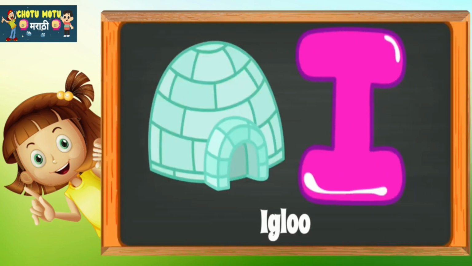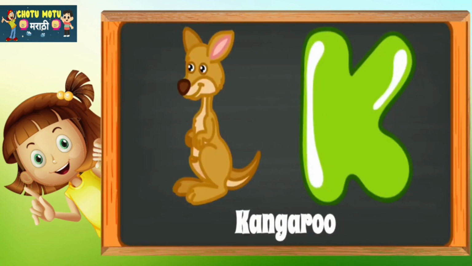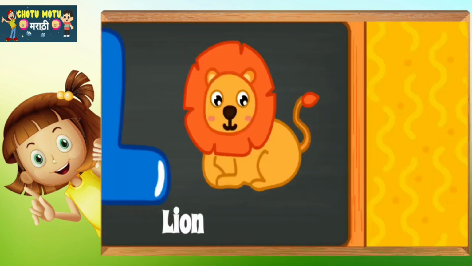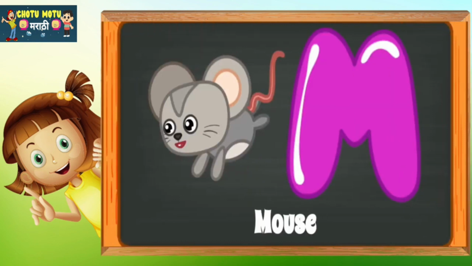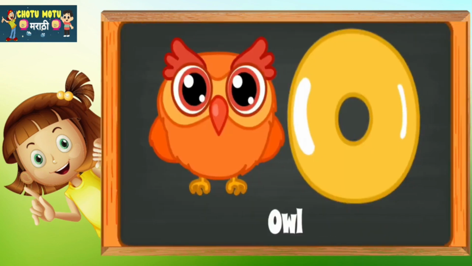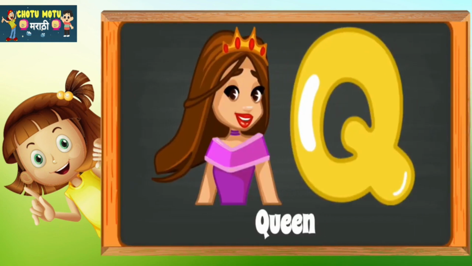I for igloo. J for joker. K for kangaroo. L for lion. M for mouse. N for nest. O for owl. P for pig. Q for queen.